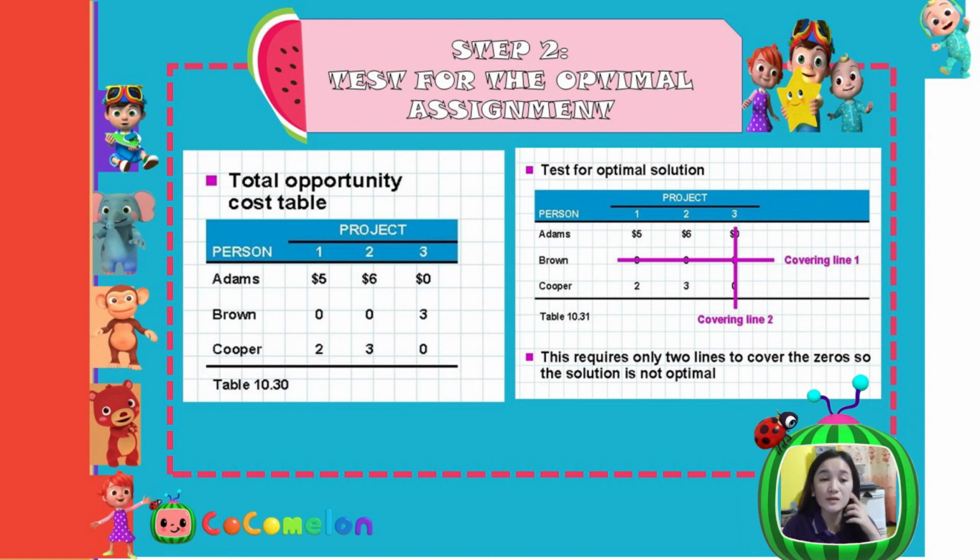So to test for an optimal solution, we will look for the zero cost in Adam's row. As we can see, the zero cost in Adam's row is in project 3. So we will make a vertical line to cover the zero. Next, for Brown's row, as we can see, we have two zeros. So we will ignore that since the rule only allows one zero each row or column. Next is Cooper's row, as we can see, there is no zero anymore because it is already covered by the zero from Adam's.